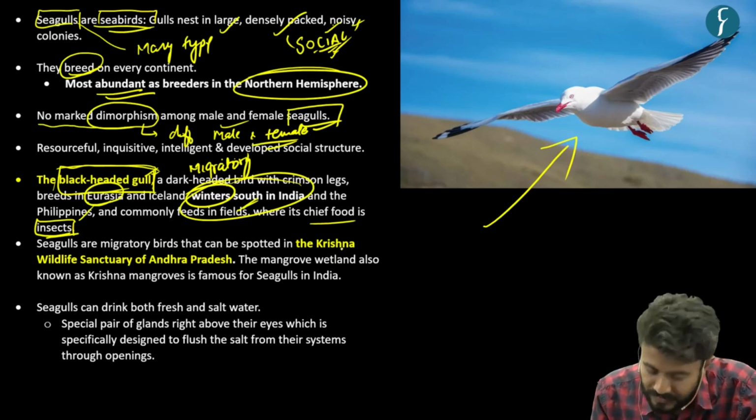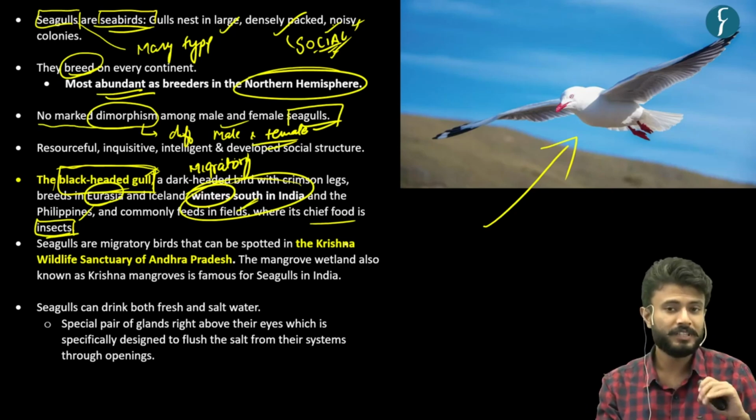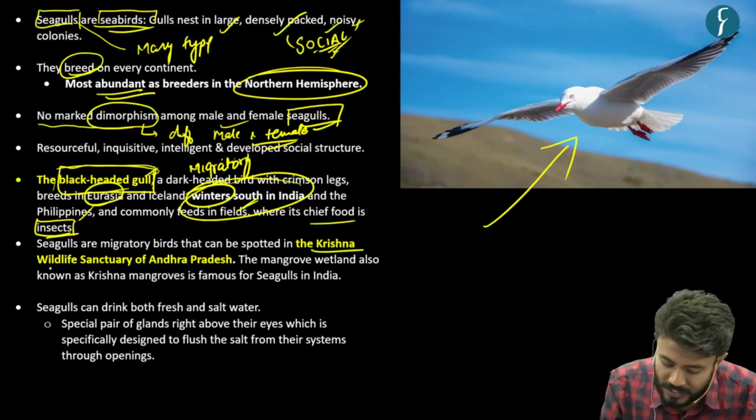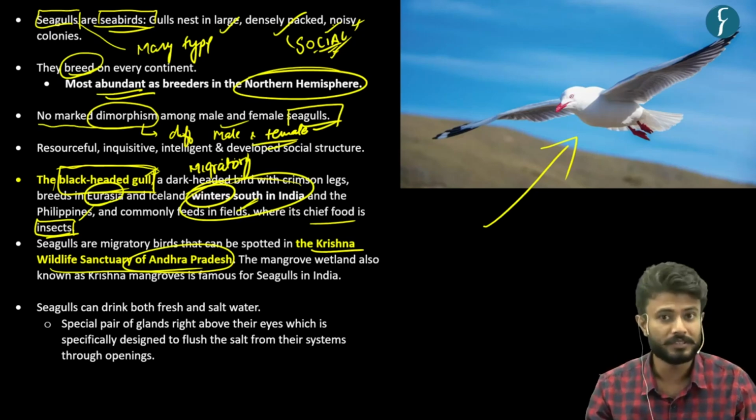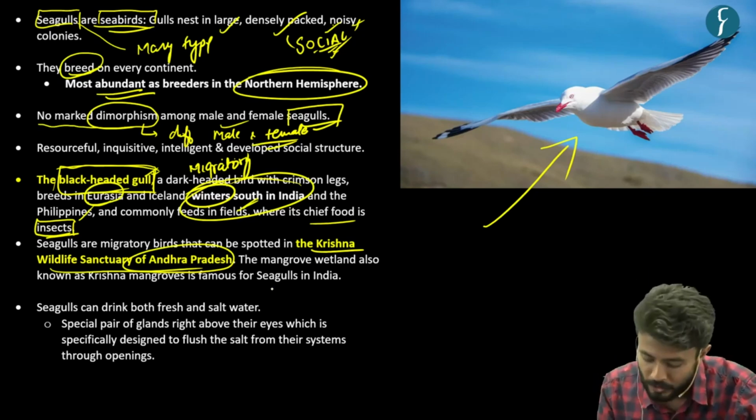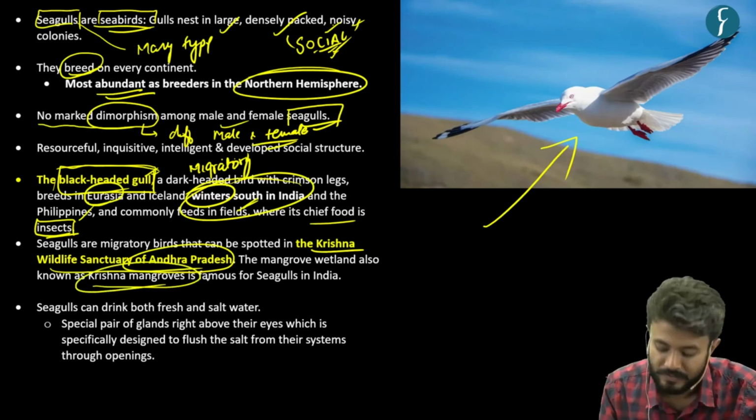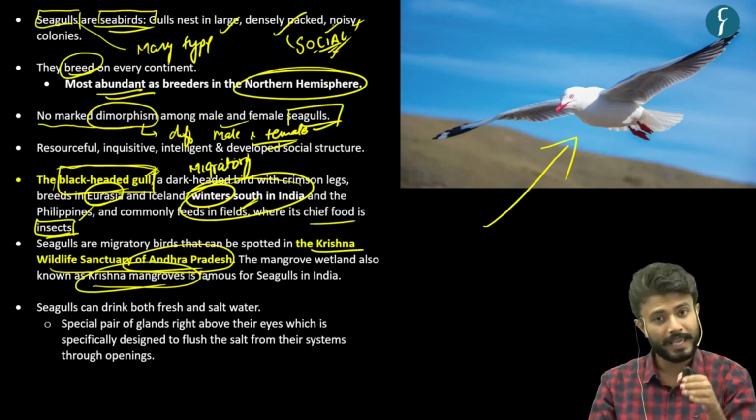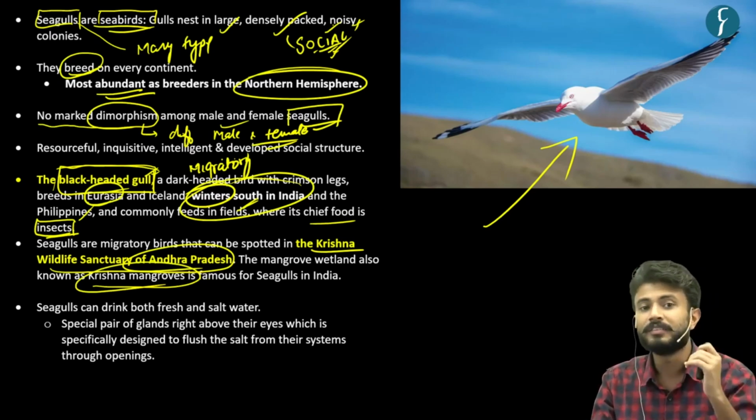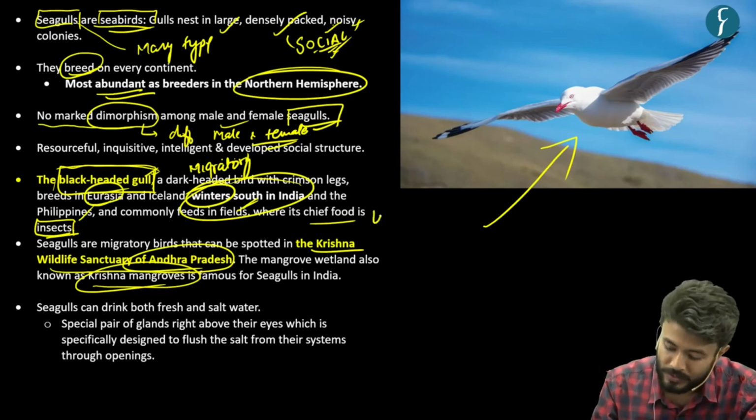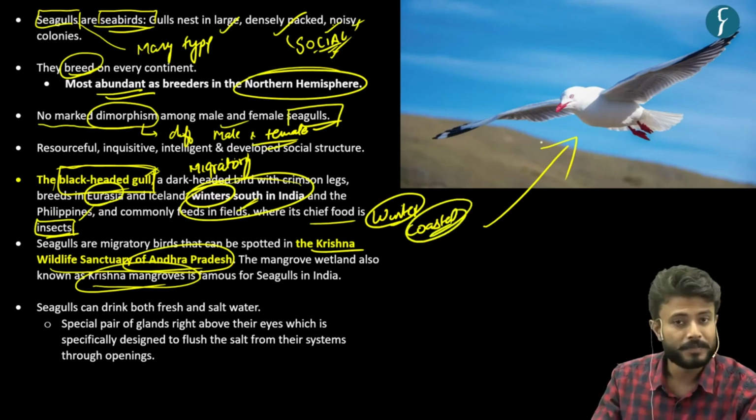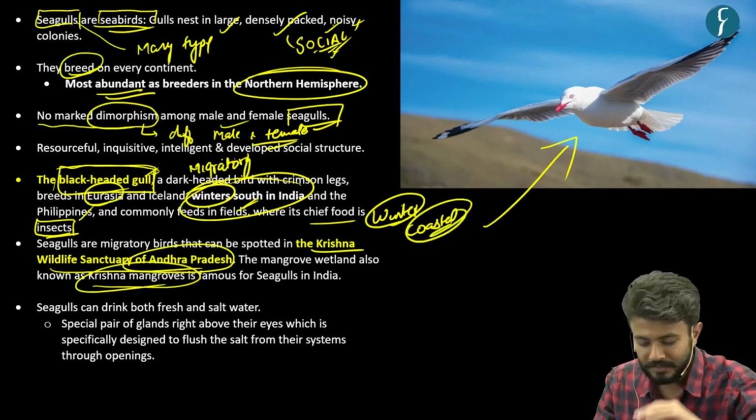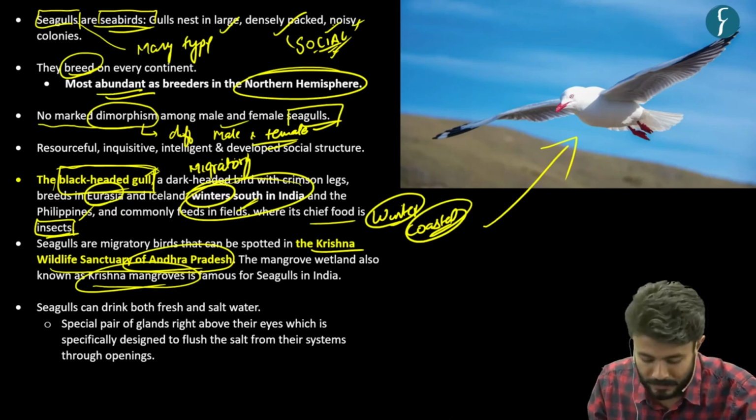Next, as far as a specific location is concerned in India, the Krishna Wildlife Sanctuary of Andhra Pradesh is very famous for hosting these seagulls. And there also, because you have the Krishna mangrove area, the mangrove wetlands again attract these seagulls. So basically, during the winter season, the coastal areas attract these species, right? So that is why the mangrove wetlands do attract them.